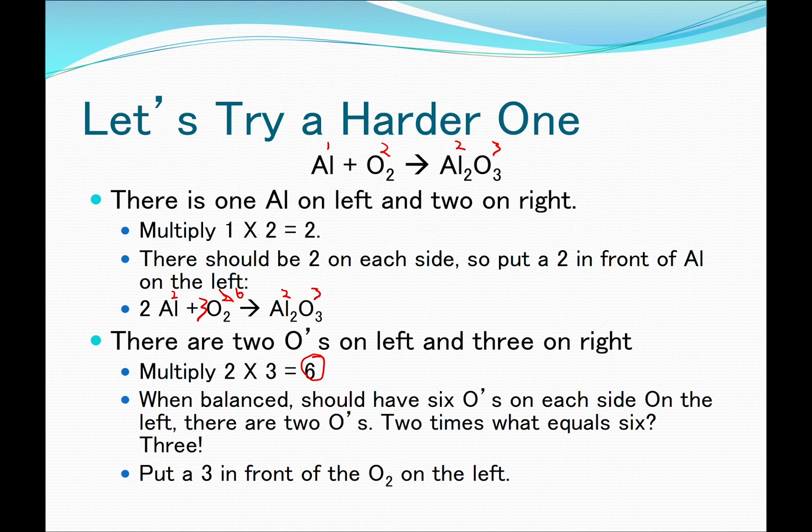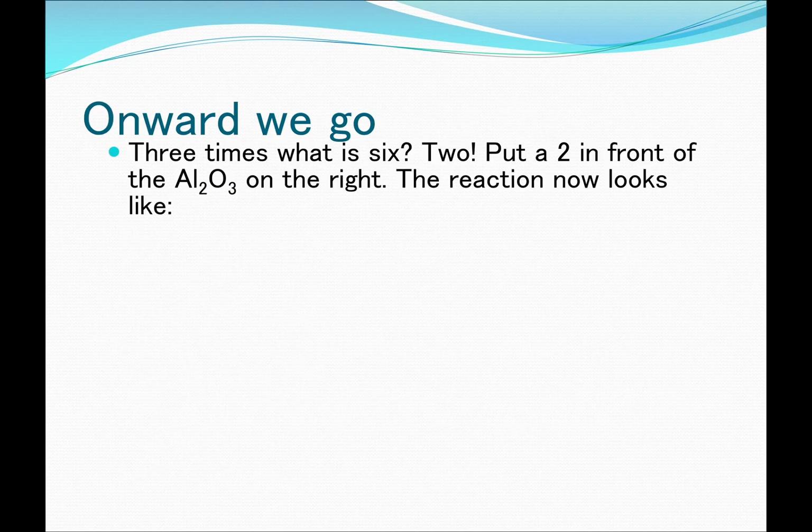Now we're going to have to do something else in order to get this to balance, because we have 6 oxygens now on the left and only 3 on the right. So we're going to have to put something in front of the Al2O3. To check that, we have 3 times 2 is 6, 2 times 3 is 6, 2 times 2 is 4, and we're left with 2 here.